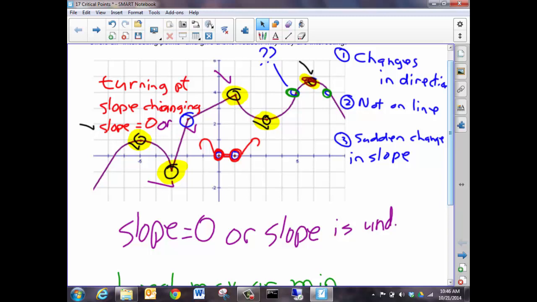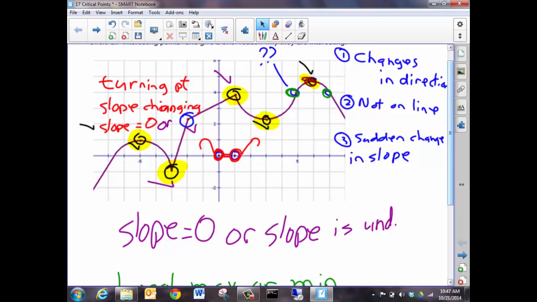Notice that in every case, a local max or local min, for it to occur, either the slope had to be 0 or undefined. And let me say that again because some of you are wanting to argue with me already. For it to be a local max or min, the slope is 0 or undefined. Okay?